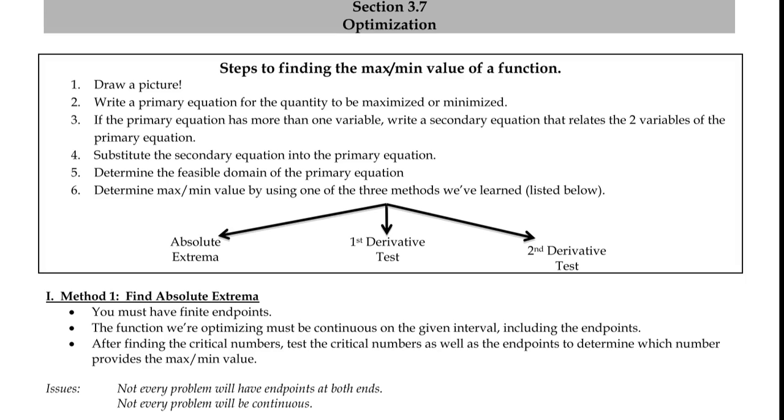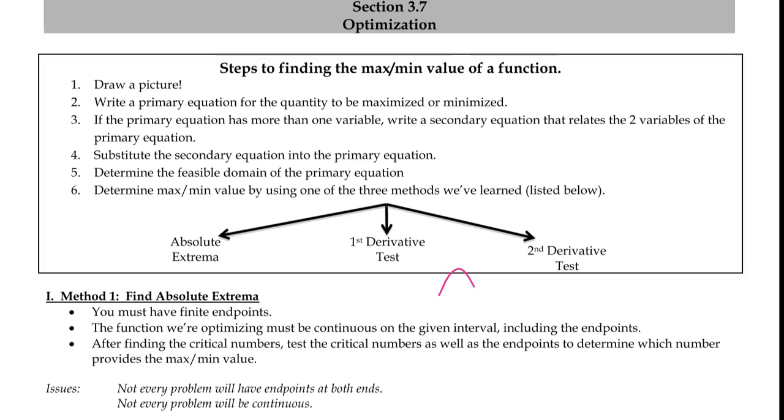Okay, but a couple of things that I want you to notice is the second derivative test showed relative, and the first derivative test showed relative. The absolute showed absolute. So how are these all options? Well, look at the directions up here. It says steps to finding the max min. So we are dealing with absolute. But here's what's going to happen.